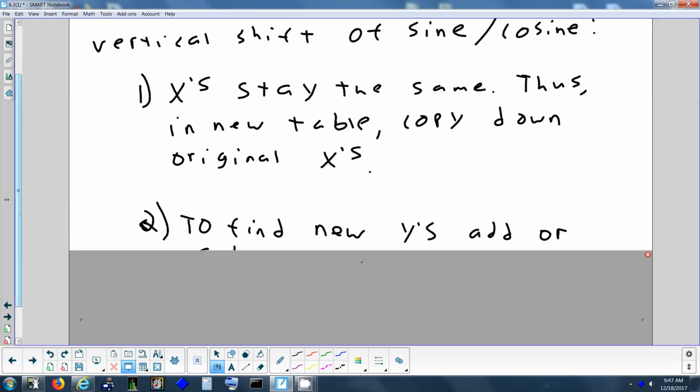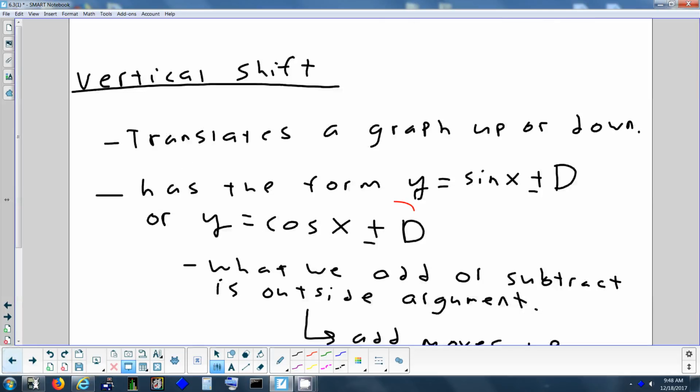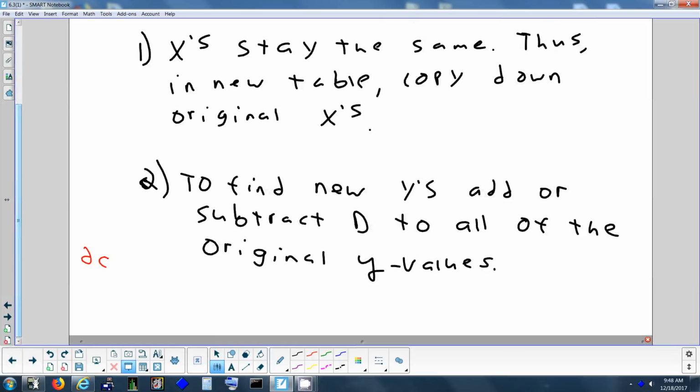Okay, so if the x's are going to stay the same, then the y's are going to change. To find the new y values, all you have to do is take whatever that number is and add or subtract it to the original y values. So again, arithmetic, it's going to be super easy. All you're going to do is add or subtract a number to a 1, 0, or a -1. Again, don't do the opposite.